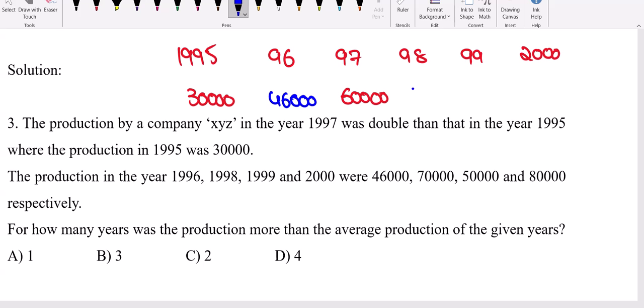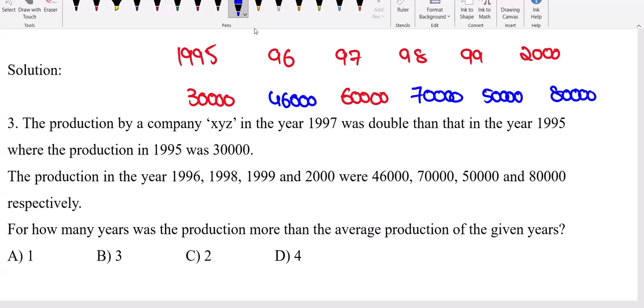98 is 70,000. 99 is 50,000. 2000 is 80,000. And just now I mentioned data interpretations in general. They can give the table directly like this. They can create a table here, what is the production, but here they're given a different way. TCS is always a bit special like this.